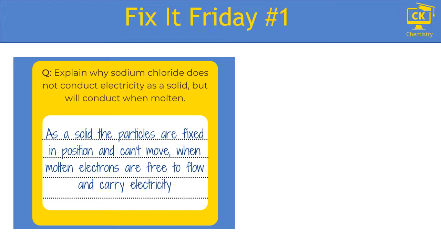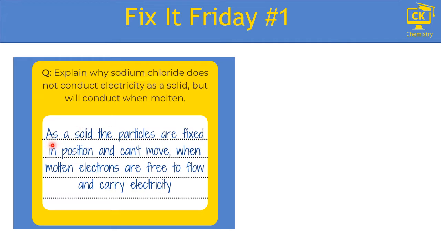In this example, we're looking at a very common mistake that students make when talking about why a particular substance does or does not conduct electricity in a particular state. So the question is asking about sodium chloride, and sodium chloride is an ionic compound. That's going to be important when we explain what's happening in the question.